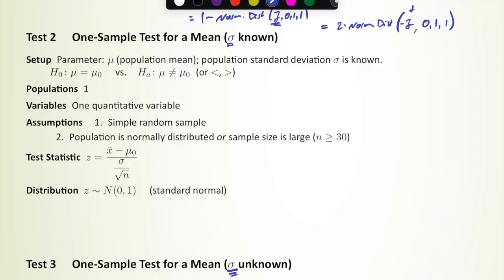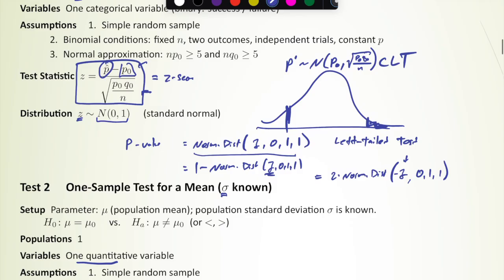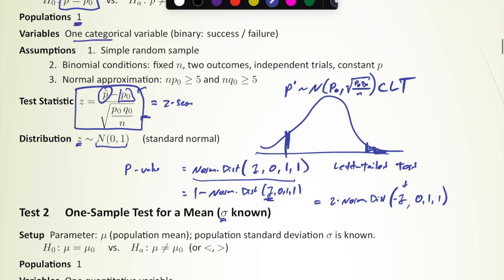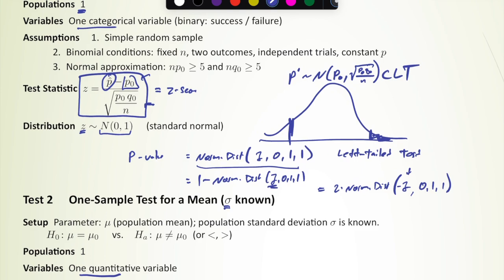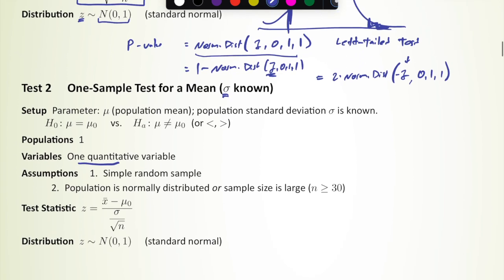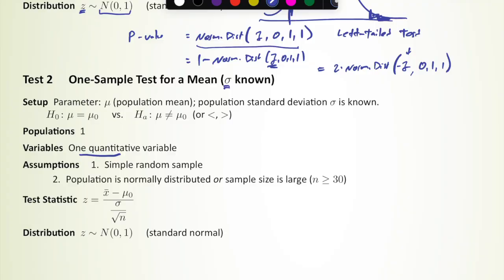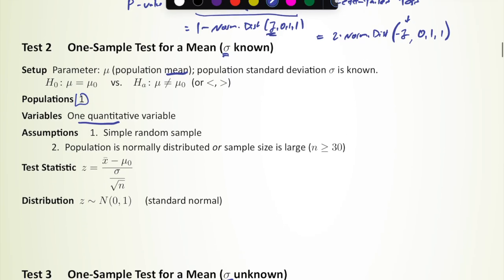But again, we still have one quantitative variable. Now, that's in opposition to this one here. Remember, this one we had one categorical variable. And it was either yes or no, and it was a proportion of yeses. This one here is a quantitative variable, and we're taking a mean. Again, there's just a single population, just one group of people. All right.